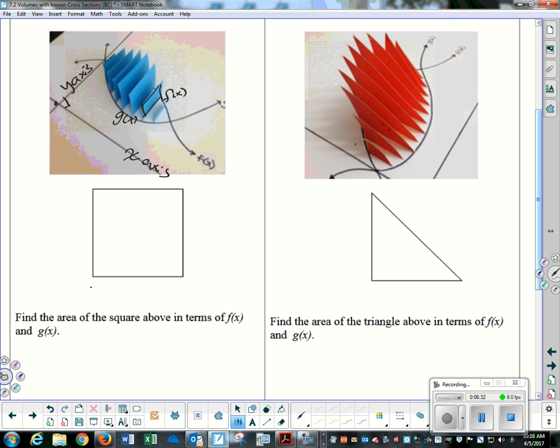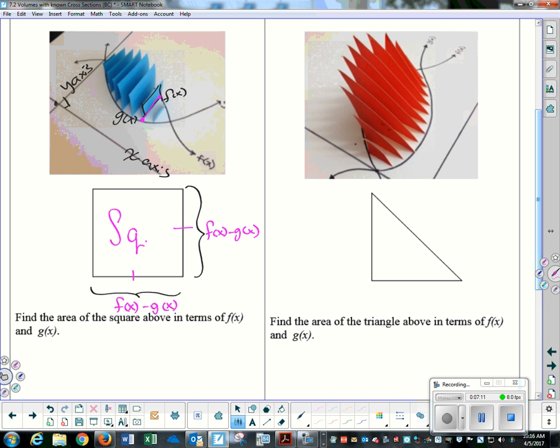To get the distance across the square, it would be the same distance from f across to g. How would I represent that? I'm going to write it as f of x minus g of x. That would give me the distance across the base figure that defined the region for us. Now, since this is a square, don't forget, both sides are equal. So this dimension is also f of x minus g of x.